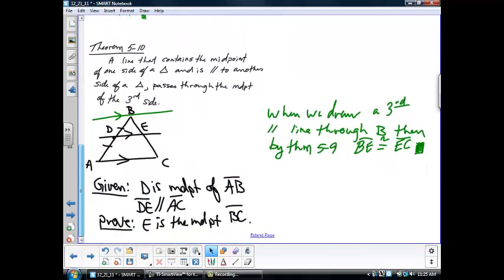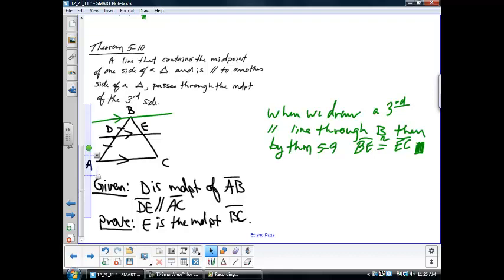Theorem 5.10 is where we kind of ended. What we have is a line that contains a midpoint of one side of a triangle and is parallel to another side will pass through the midpoint of the third side. And to make this proof, if we just draw a third parallel line that goes through that vertex B, then we have Theorem 5.9 perfectly. Three parallel lines that cut one transversal into congruent pieces. So since BD equals DA, DE must equal EC. And that was our proof over there.